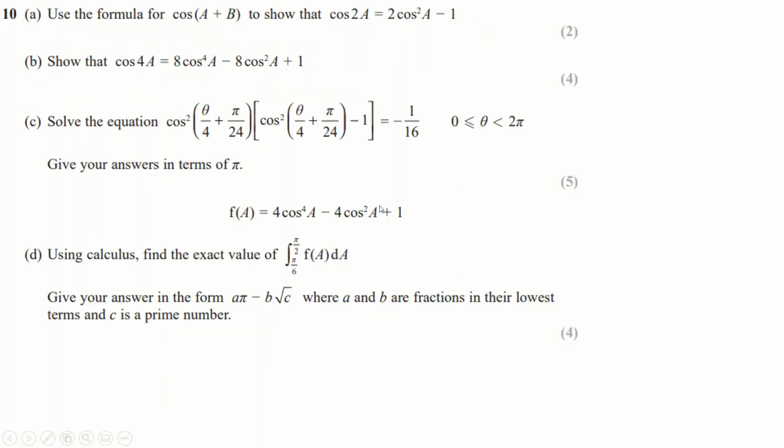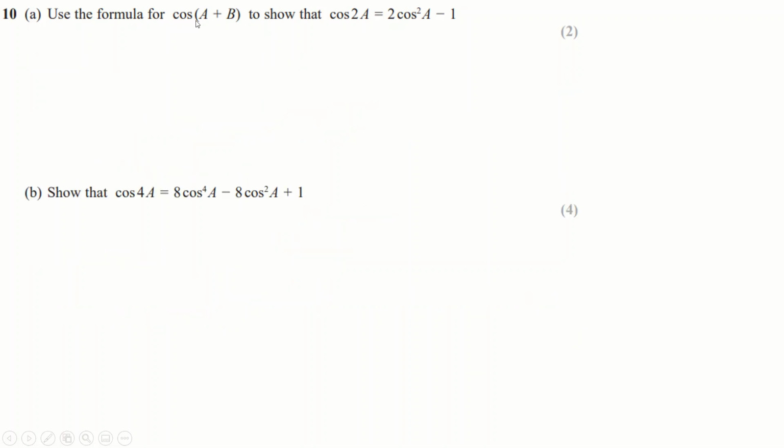Good. Question number 10, almost there. Only 2 questions left, I think. So some nice trig question here. Use the formula for, this is the whole question, I'm just going to do it bit by bit. Cos of a plus b is in the formula book, it's on the first page, it's this.